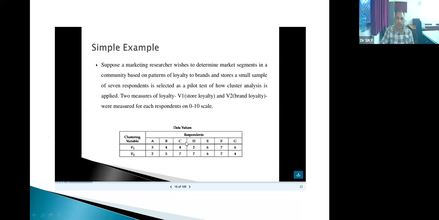So we have these 7 respondents A, B, C, D, E, F, G, and two characteristics, V1 and V2. V1 is store loyalty, and the other one is brand loyalty. We have these two characteristics and 7 objects. Now we have to classify these 7 objects into different clusters on the basis of store loyalty and brand loyalty. Here we have this data: 3 out of 10, and 4, 4, 2, 6, 7, 6, and 2, 5, 7, 7, 6, 7, 4.